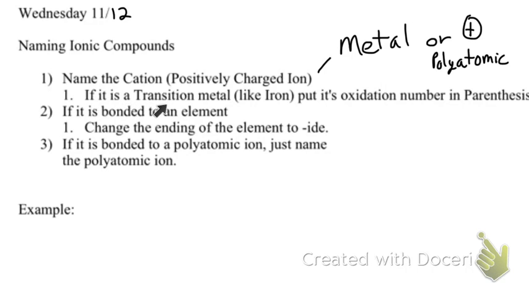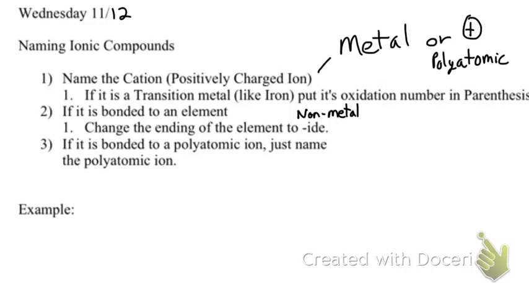If it's a transition metal, however, like iron, then you'll need to put its oxidation number in parentheses, because the oxidation numbers of those particular elements can vary. If your positively charged cation is bonded to just a normal element, so in this case that normal element would be any non-metal, then you name the non-metal but change the ending to "ide".